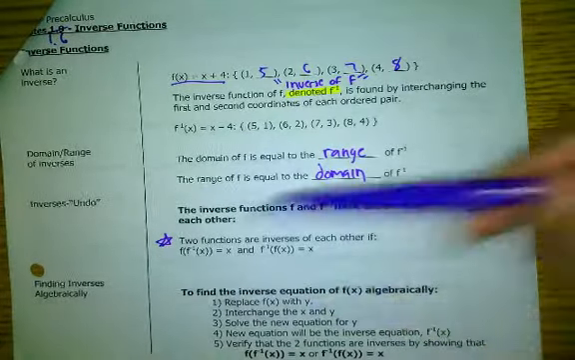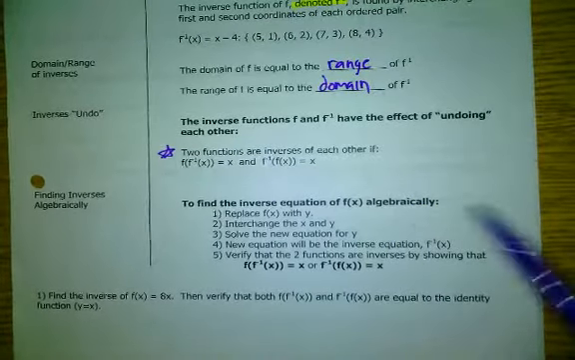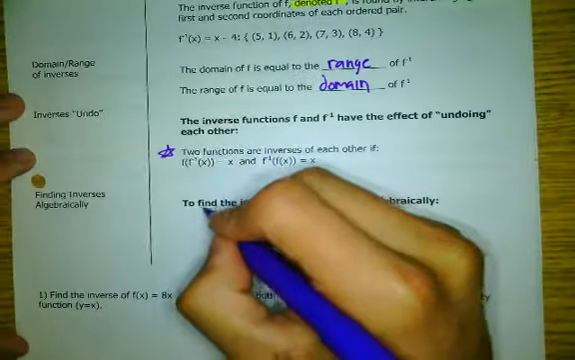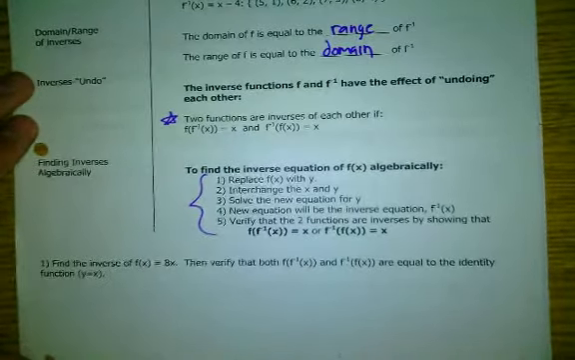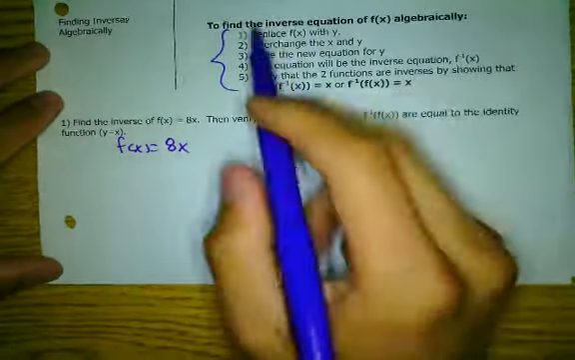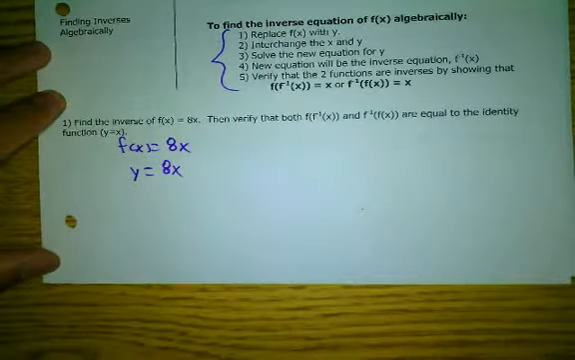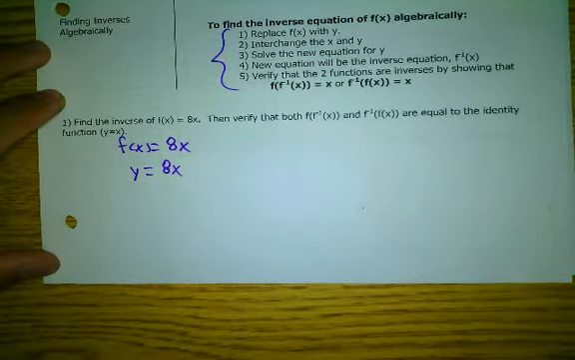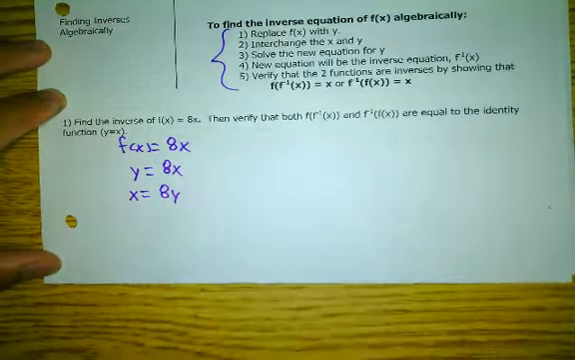So we're going to do number 1 together. First of all, I'm going to give you a function. In this case, you have f of x equals 8x. And it says, step number 1, replace f of x with y. So instead of f of x, it's going to say y equals 8x. Step 2, interchange the x and the y. So instead of y equals 8x, this becomes x equals 8y. Step 3, solve the new equation for y. So this becomes y equals x over 8. Agreed? Step number 4, the new equation will be your inverse equation.